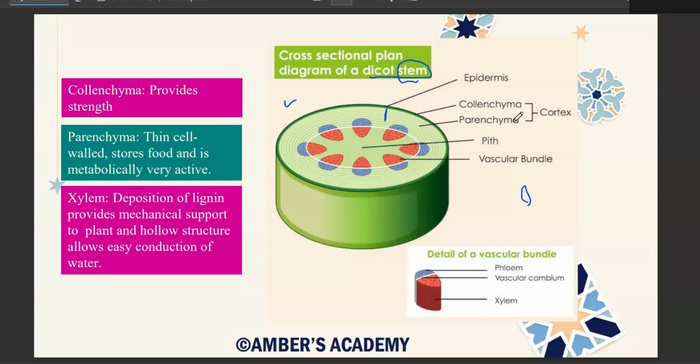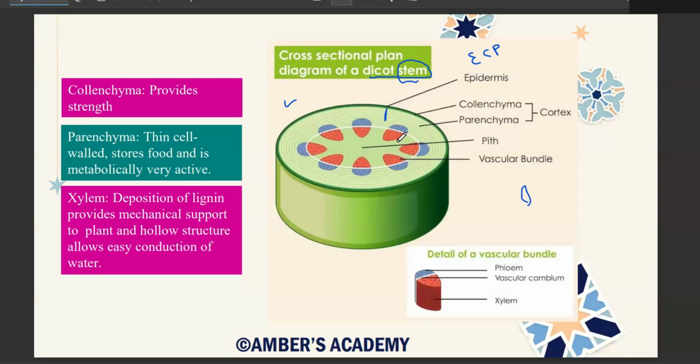If they ask you to label collenchyma and parenchyma, just remember the mnemonic ECP. You need to label it as per ECP. E is the first covering, which is the epidermis. Right after the epidermis, we have collenchyma, and right after collenchyma, we have parenchyma. Then we have this vascular bundle.